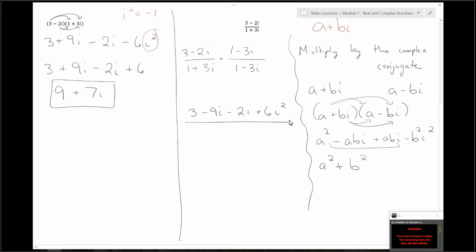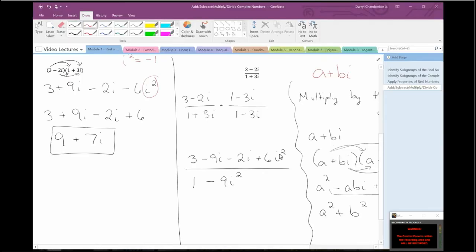So now on the bottom, I know that the middles are going to cancel, so I can even ignore that and just go to 1 times 1 is 1. 3i times negative 3i is negative 9i squared. Now what I'll do is make sure I change my i squareds to negative 1. That'll give me 3 minus 9i minus 2i minus 6, over 1 plus 9.